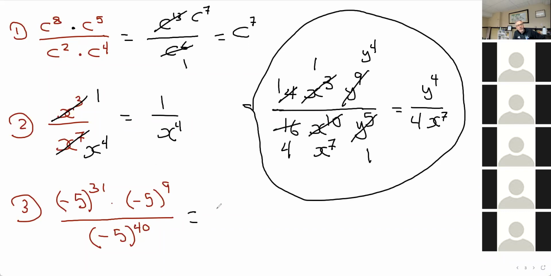So what we do, we multiply the top. The base is -5, so you keep it as -5. You add the 31 and 9, you get 40. And we have that on the bottom as well. So this divided by this, what does it give you? Everybody write the answer really quick.